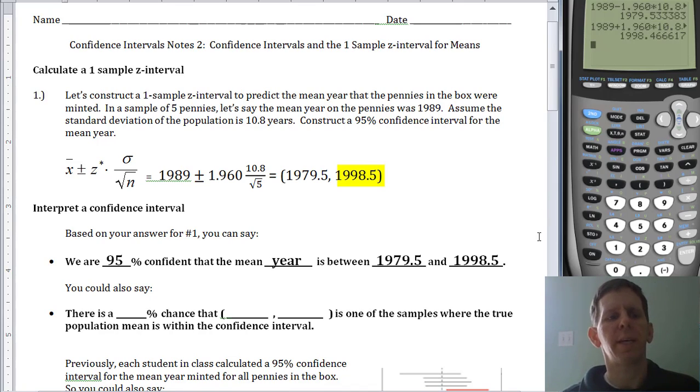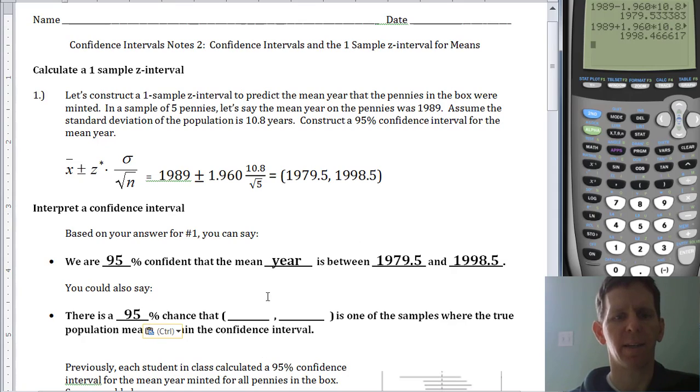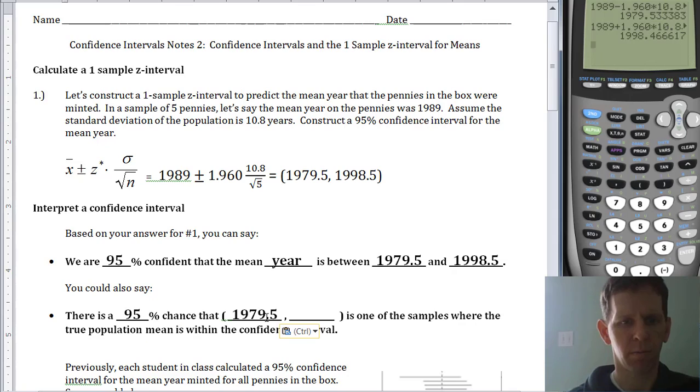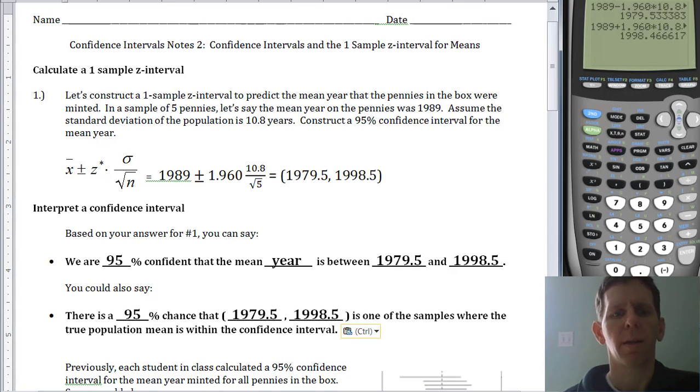So that's one interpretation: we're 95% confident that the mean year of all the pennies in the container is somewhere between these numbers. You could also say there is a 95% chance that the two numbers we got, 1979.5 and 1998.5, is one of the samples where the true population mean is within the confidence interval.